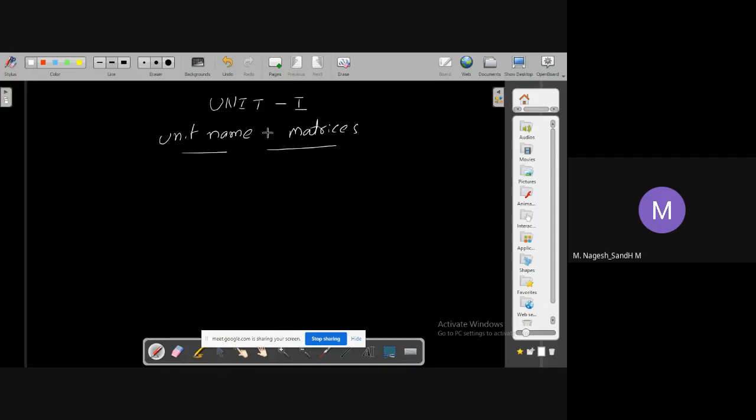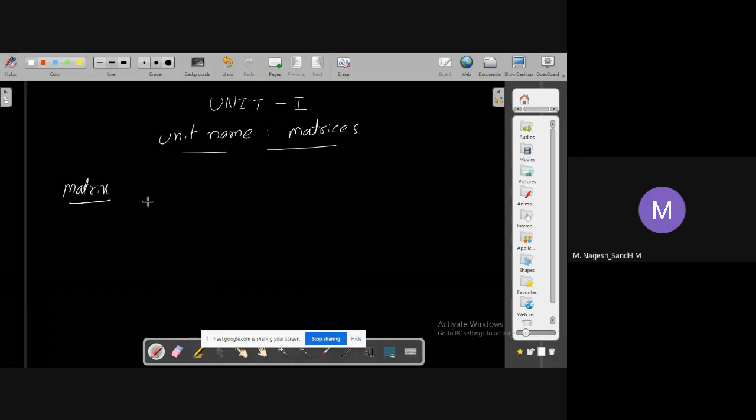Unit 1, unit name is the matrices. First we will come to the definition of the matrix. So when you come to the definition of a matrix, what is a matrix?